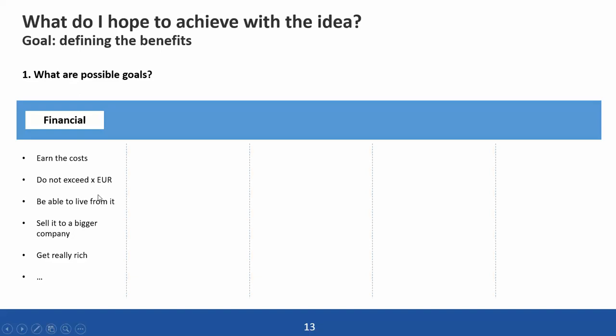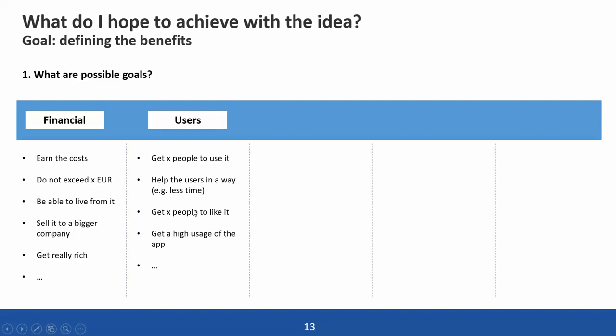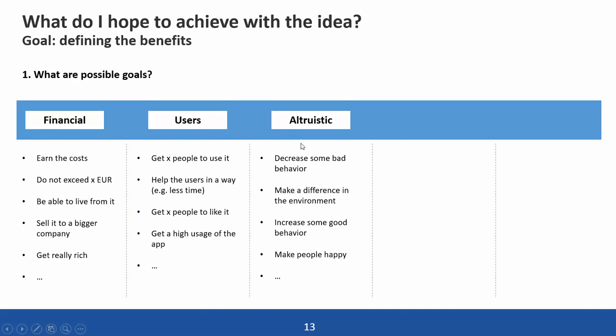I do not want to exceed some X euro. I want to be able to live from it. I want to sell it to a bigger company. I get really rich. Or user goals like get X people to use it, help the users in any way, like perhaps losing time or being optimized, get a higher usage of some app. Altruistic goals you might have, decrease some bad behavior, make a difference in the environment, whatever.